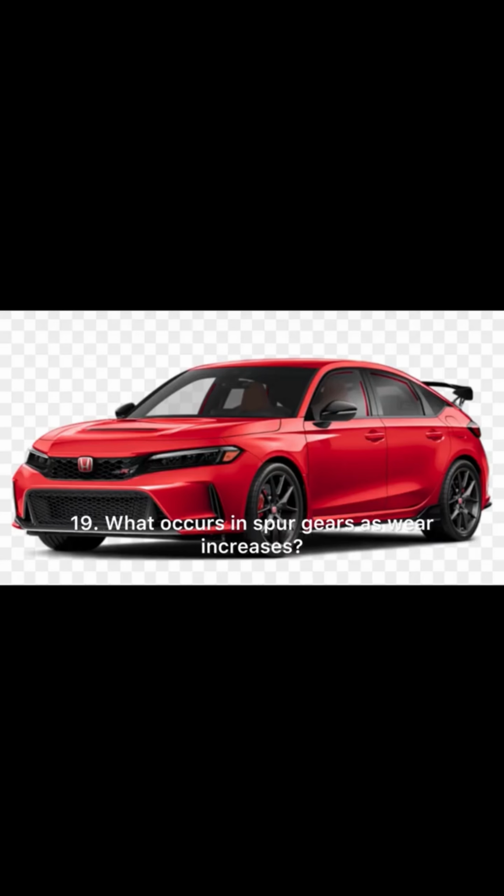19. What occurs in spur gears as wear increases? Backlash and noise increase. 20. What two factors make helical gears stronger than spur gears? Longer teeth, more surface contact.